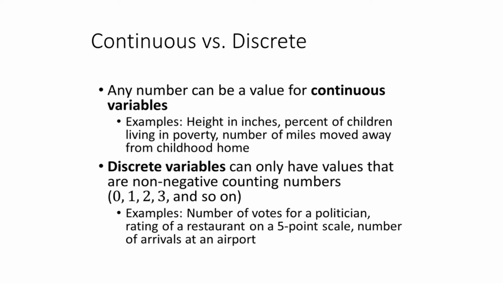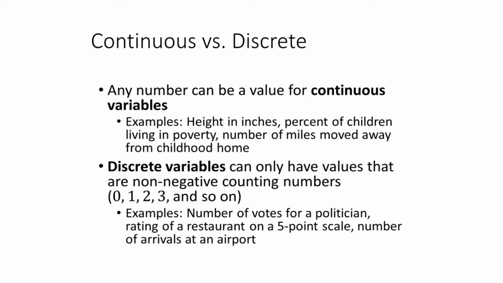So some examples might be the number of votes for a politician. When you count votes for a politician, the votes are non-negative counting numbers. A politician might get 3 votes, or 500 votes, or 1,000,000 votes. But a politician can't get 3.5 votes unless there's electoral fraud going on.